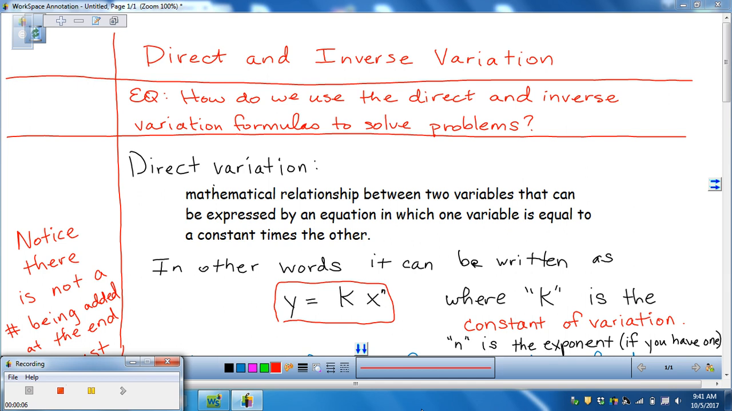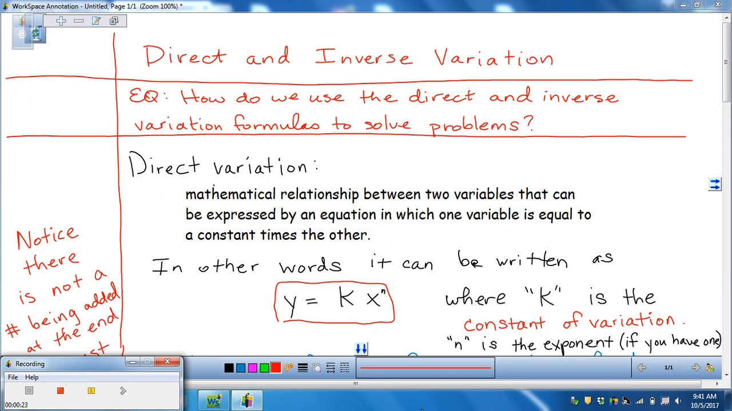Our notes are over direct and inverse variation. Our essential question is, how do we use the direct and inverse variation formulas to solve problems? So the first thing we need to do is start out with the definition.